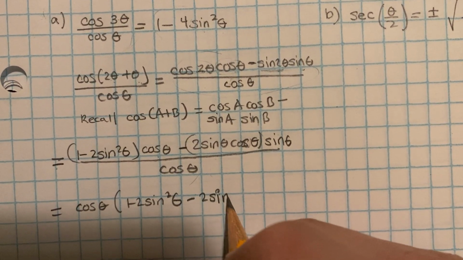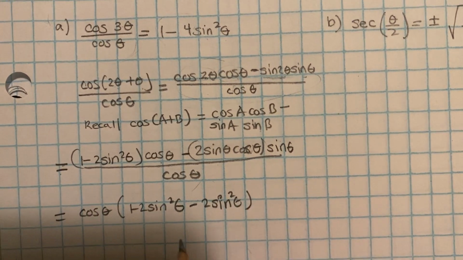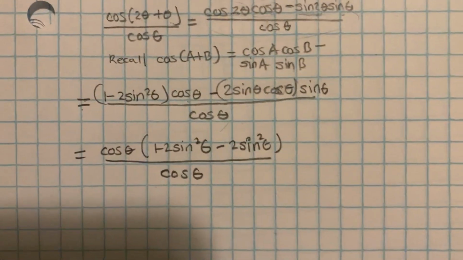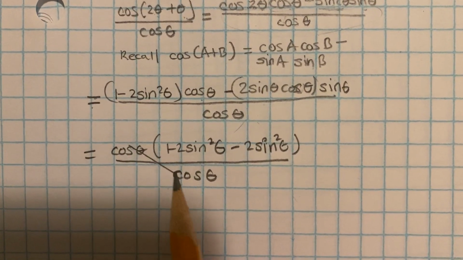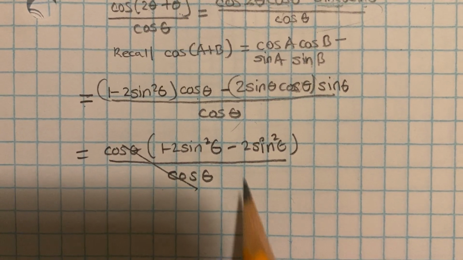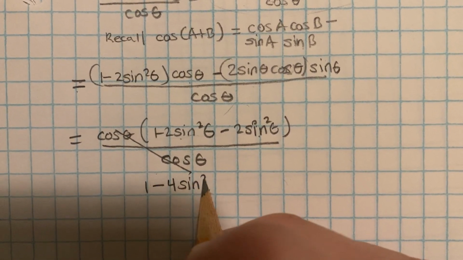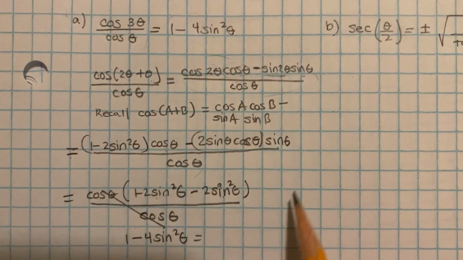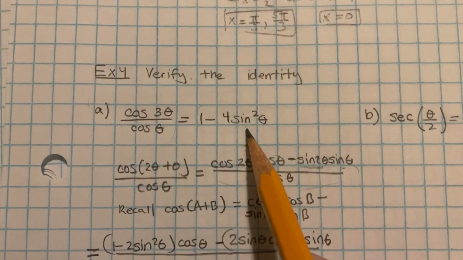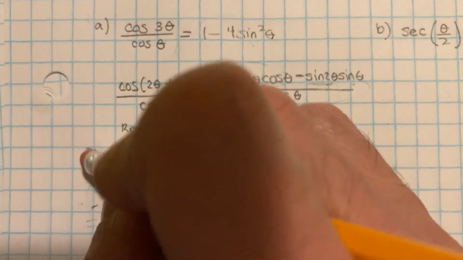And when I factor that out, sine theta times sine theta is a sine squared theta. And these cosine thetas you can now cancel out, because it's written as a factor. If I combine like terms, I'm going to just get 1 minus 4 sine squared theta, which is equal to the right side of the equation, which we had here in the beginning.